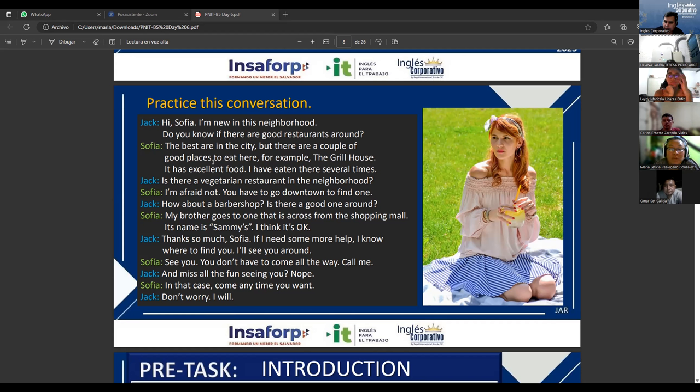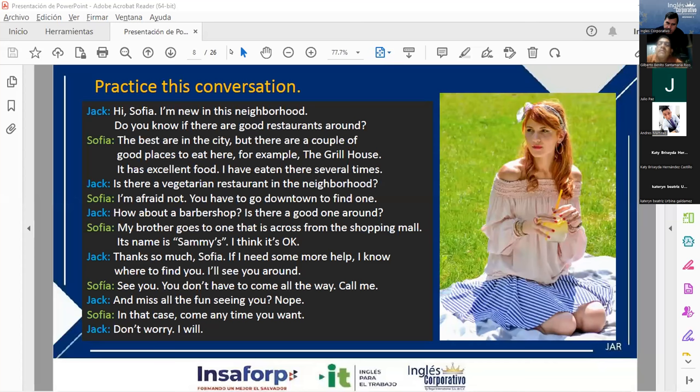How about a barber shop? Is there a good one around? My brother goes to the one that is across from the shopping mall. His name is Sammy.